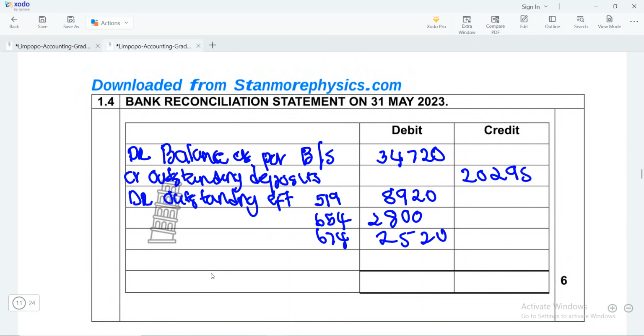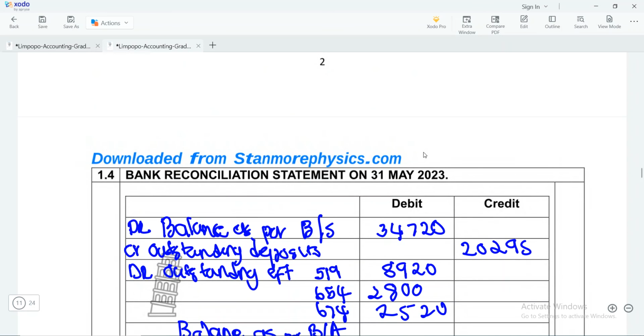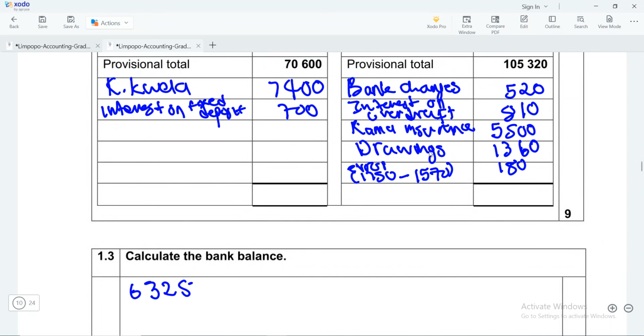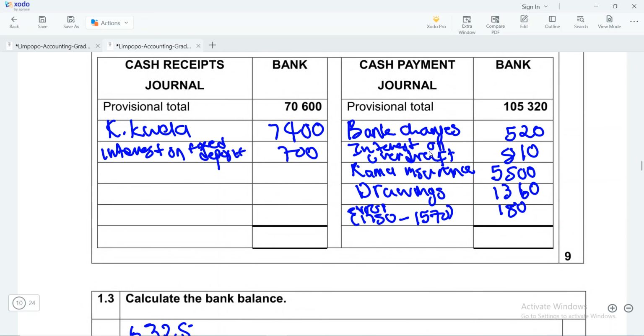And now from here we'd have the balance as per bank account. Remember, you are not allowed to use abbreviations. I'm using them because I don't have enough space. So now, since we are done with everything here, we just have to get our totals, and then from there we'll be good to go. So let's see if this will balance.